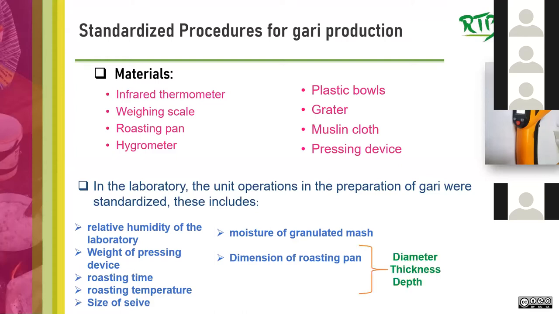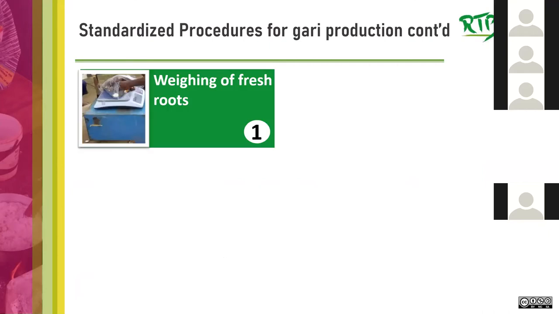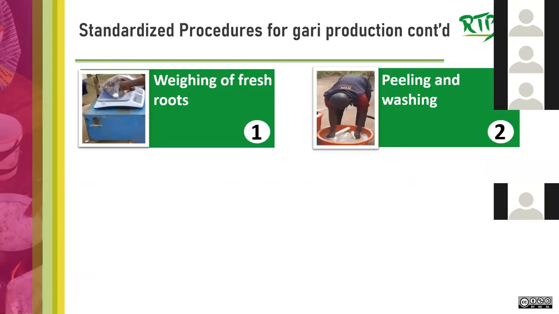When you talk about the dimension of the roasting pan, we are talking about the diameter, the thickness, and the depth. So this is in control of the heat that is being used to roast the cassava mash into Gari. The first step in the standardization is weighing of the fresh roots. We try to measure a standard quantity of roots, that is, we want to know the quantity of roots that produces a certain quantity of Gari.